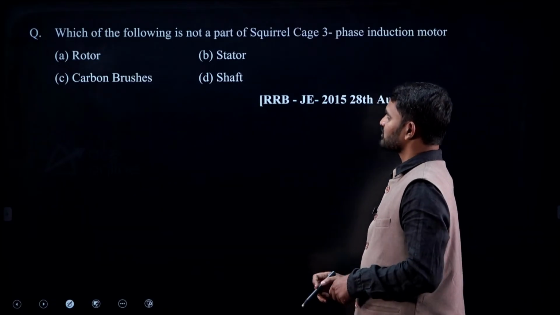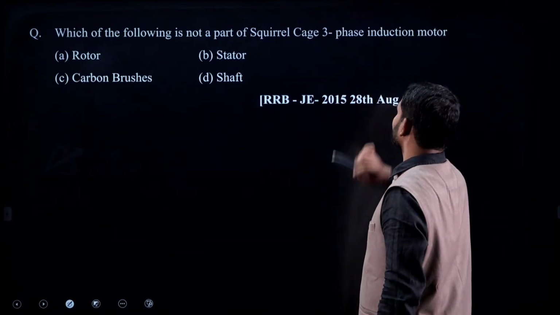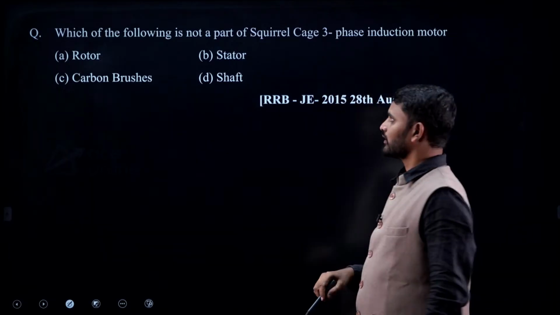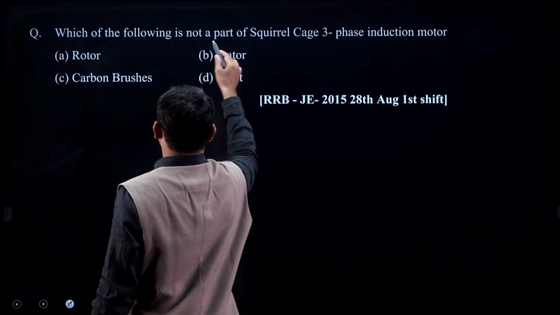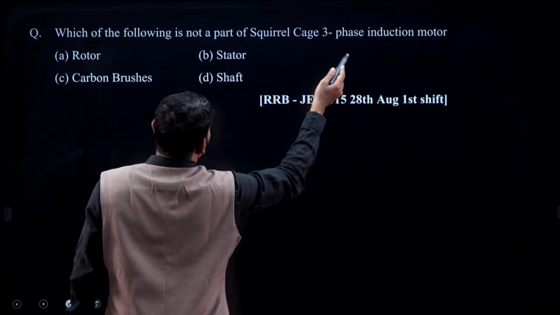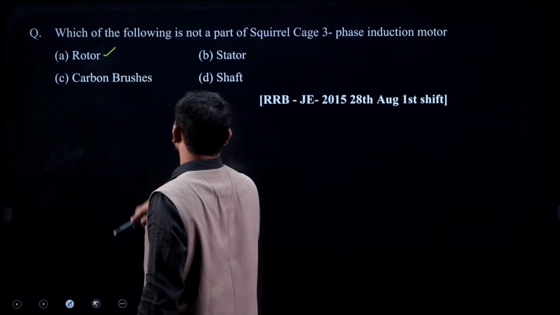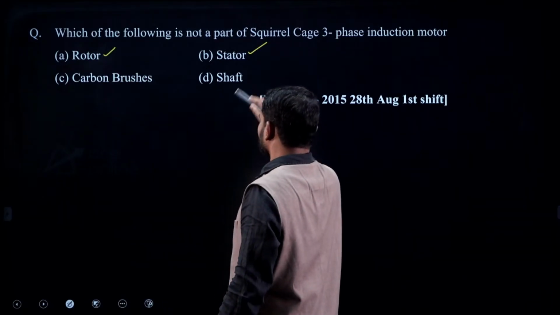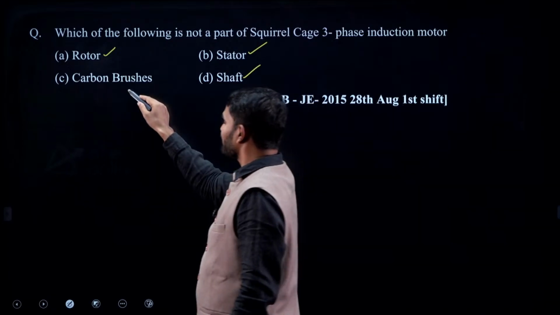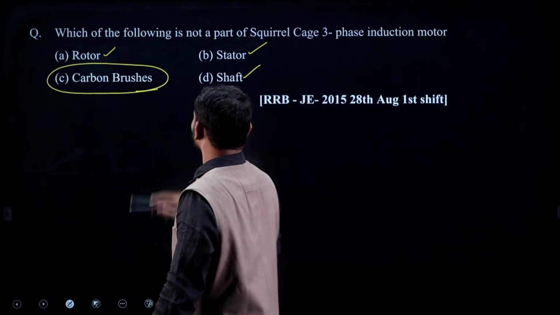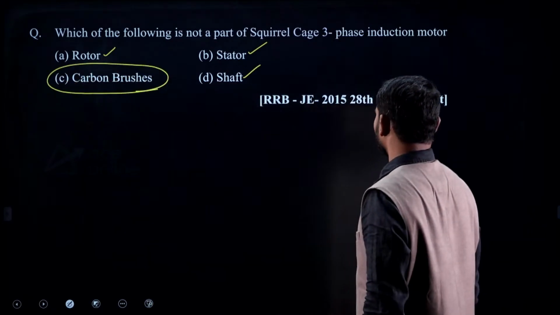Which of the following is not a part of a squirrel cage 3-phase induction motor? In a motor, the rotor must be there, the stator also must be there, the shaft also must be there. Carbon brushes. You see, carbon brushes.